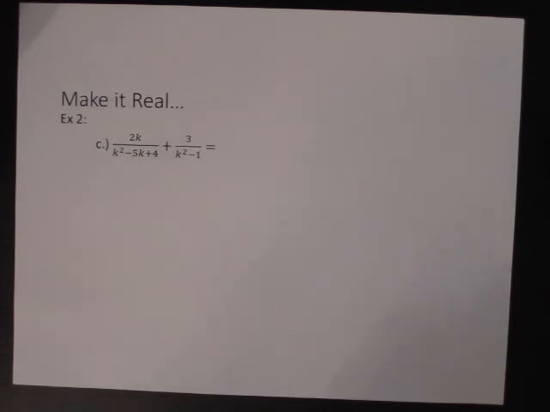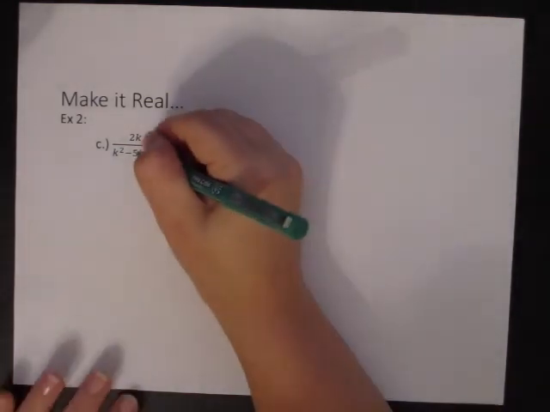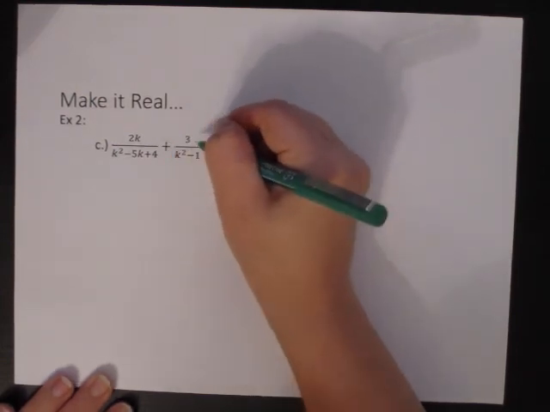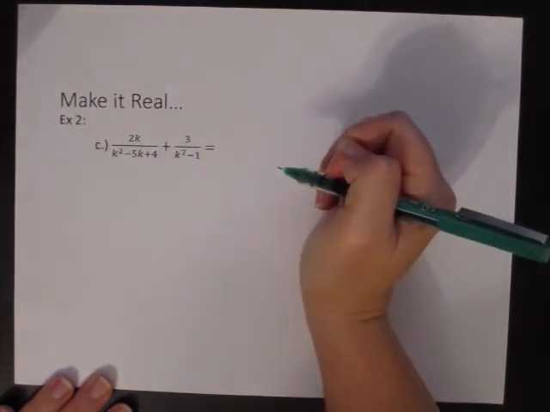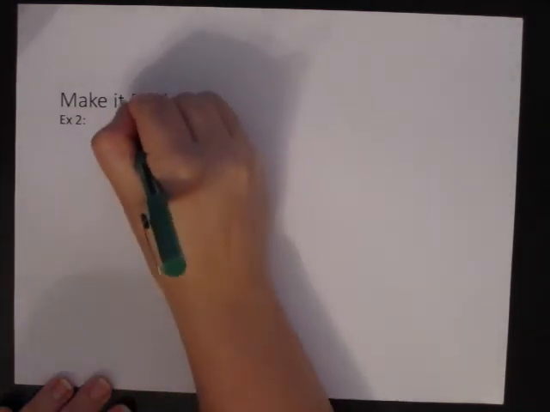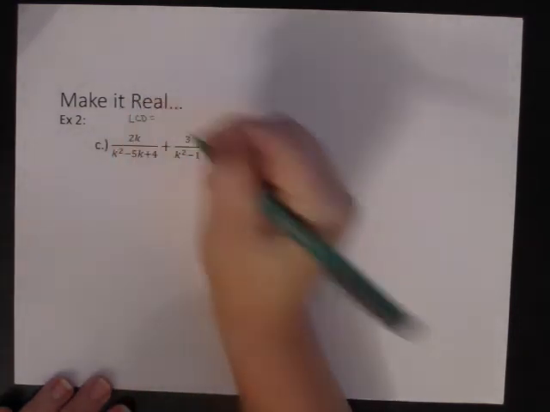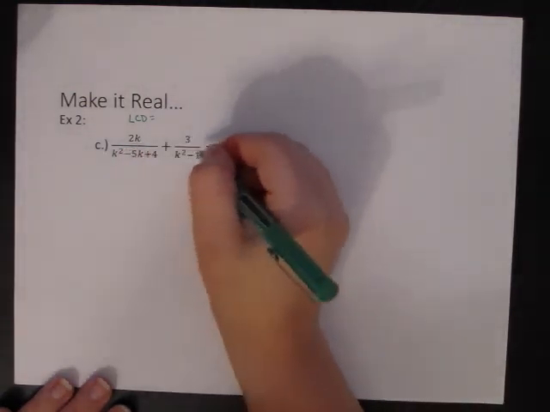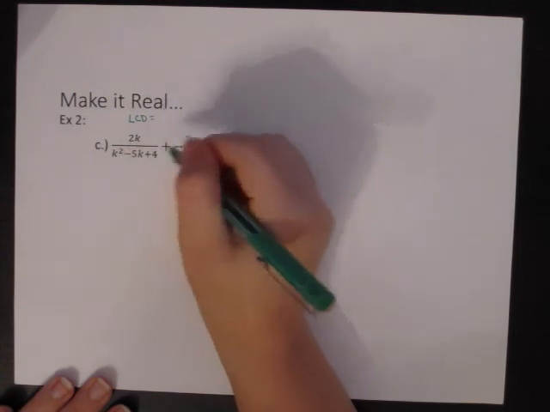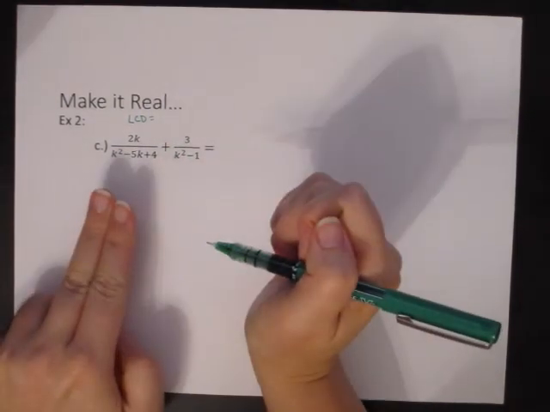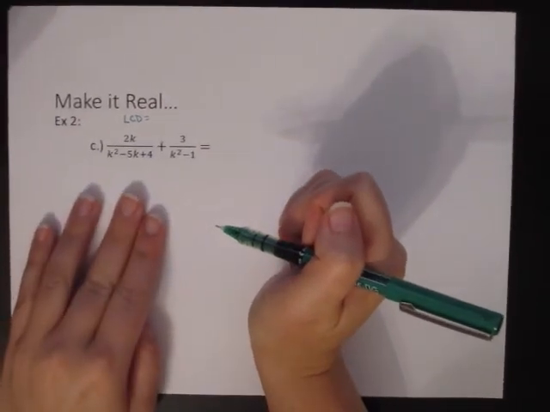Let's try this one. So I've got 2k over k squared minus 5k plus 4 plus 3 over k squared minus 1. Alright, first thing that I look at, my denominators are not the same, so I have to figure out what my LCD is going to be. In order to find my LCD, I have to factor my denominator. So if I look at my denominator, I have 3 terms, so it either can be an a equals 1, it could be a doesn't equal 1, or it could be a perfect square trinomial.